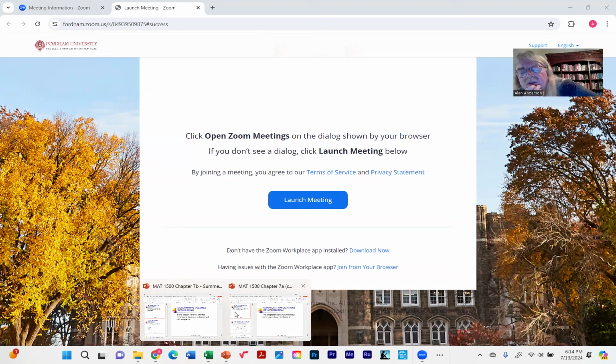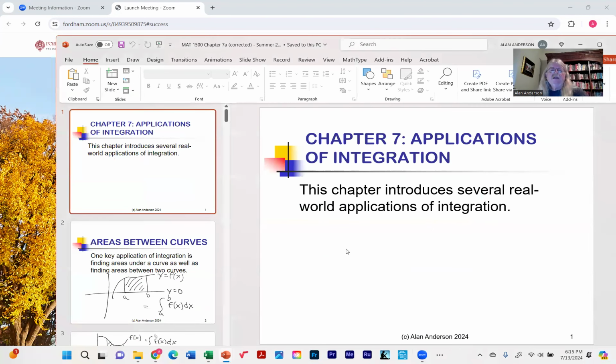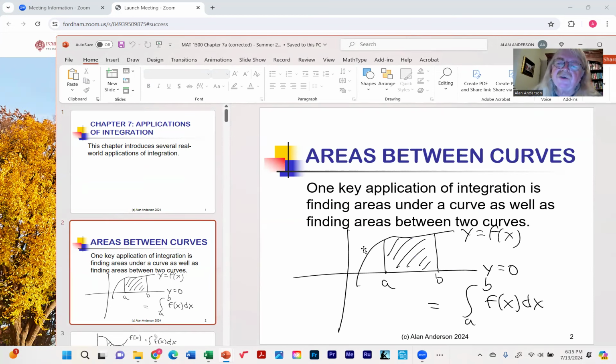So right now, let's focus our attention on chapter 7, which again is applications. Pretty much what we're doing is looking to find areas and volumes of solids. Like I said, it's very physics intense, but it's also helpful to see more ways in which integration can be used. So we'll start with 7a, and just a quick reminder that when we're integrating, what we're actually doing is calculating the area under a curve.